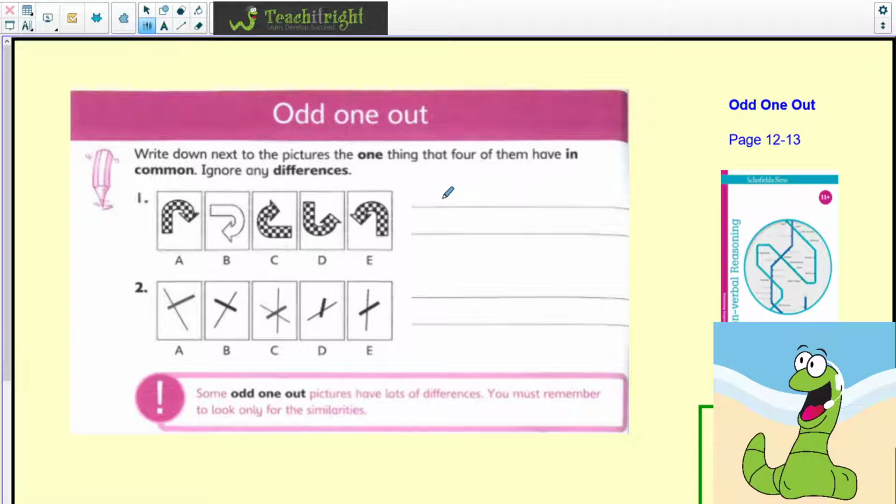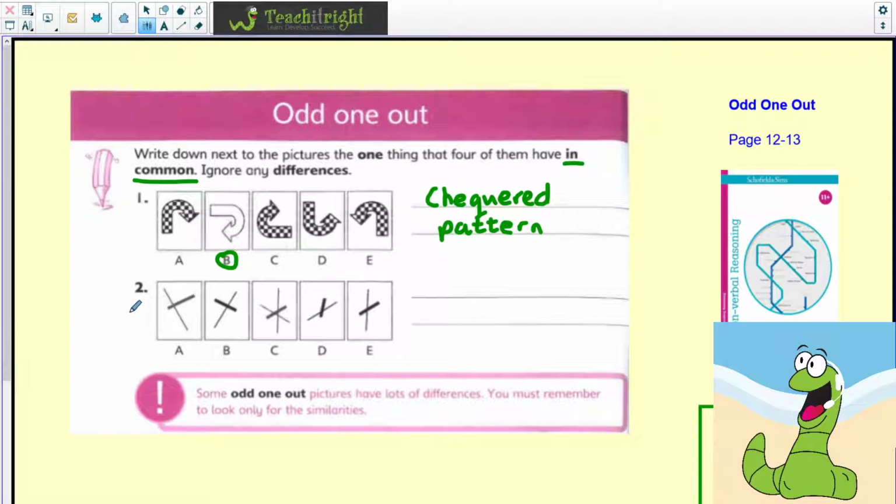Now looking at question 1 here on page 12, you'll notice that A, C, D and E have what's called a checkered pattern. And I'm just going to write that word checkered. So they actually have a checkered pattern. Whereas if we look at B carefully, you'll see that that is actually plain. So if we were to put A, C, D and E together, this would mean then of course that B would be our odd one out. But first, we've got to ignore any differences and look at what they have in common.